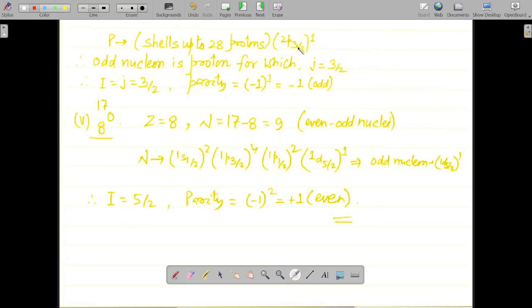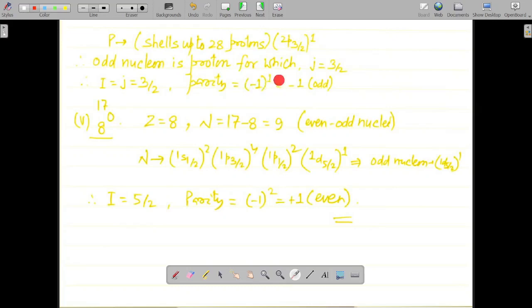And parity, as the value of L is what? (-1)^L is the parity. Now the value of L depends on the spectroscopic symbol. So spectroscopic symbol S denotes L equal to 0 and spectroscopic symbol P denotes L equal to 1. So clearly it is P, so L will be equal to 1.